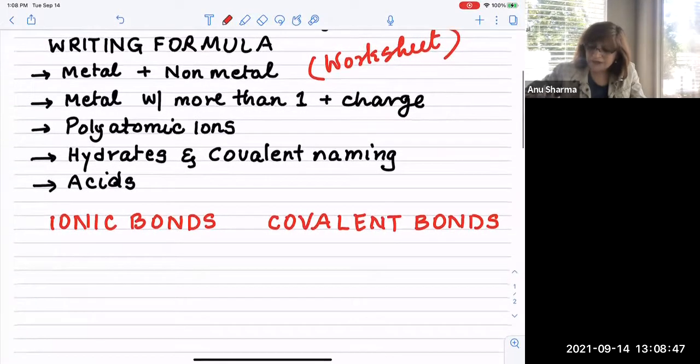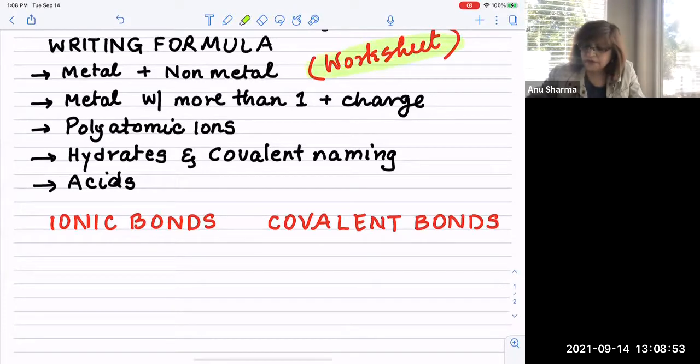Now these formulas in your book are scattered all over the chapter. However, I have condensed all that information in the worksheet. So in the worksheet, you're going to look at the metals and the non-metals and how the bonds are formed in them. Then the metals that have more than one type of positive charge, then the polyatomic ions, and then the hydrates, the covalent bonding naming, and the acids.